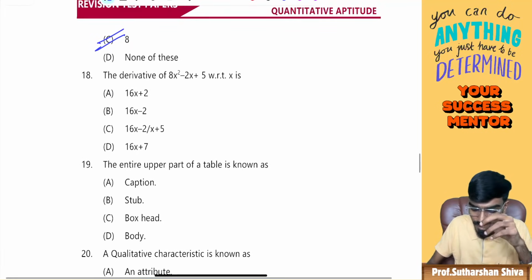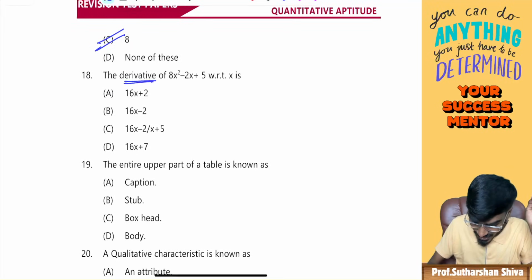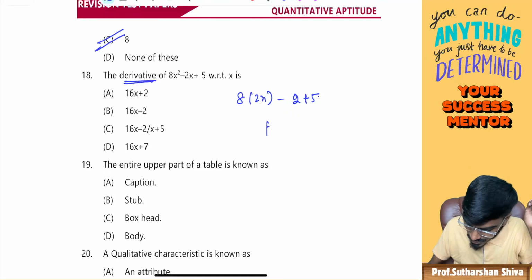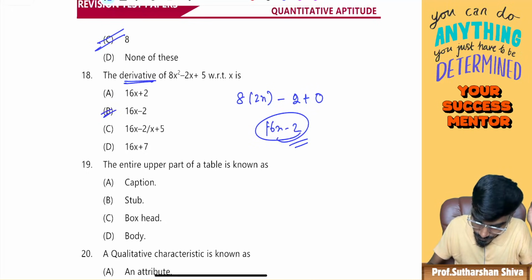Question number 18, guys. Differentiate 8x square minus 2x plus 5 with respect to x. So it has become 8 into x square; if I differentiate, it becomes 2x minus 2 plus 5. So it is nothing but 16x minus 2 plus 5, and the derivative of the constant is 0. The answer is 16x minus 2.